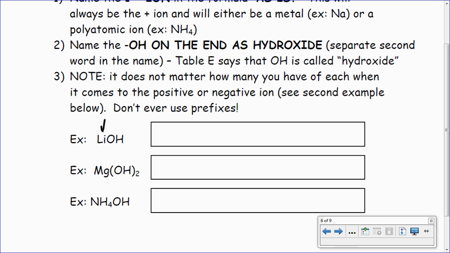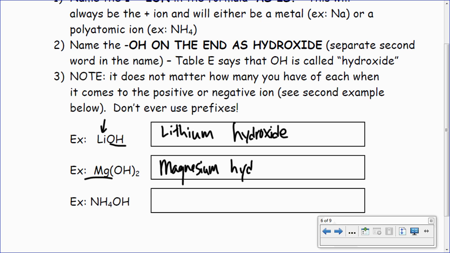So Li, lithium, OH, hydroxide. 2 words. Mg, magnesium hydroxide. You've probably named these at some point throughout the year just using table E or seen them. NH4 is a polyatomic ion, also from table E. It's ammonium hydroxide.